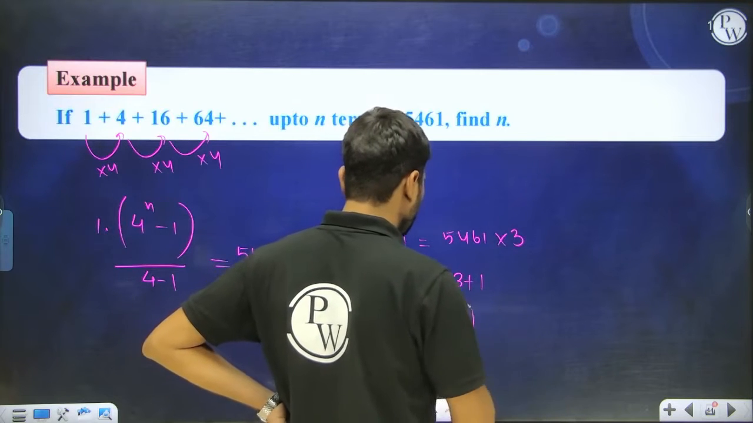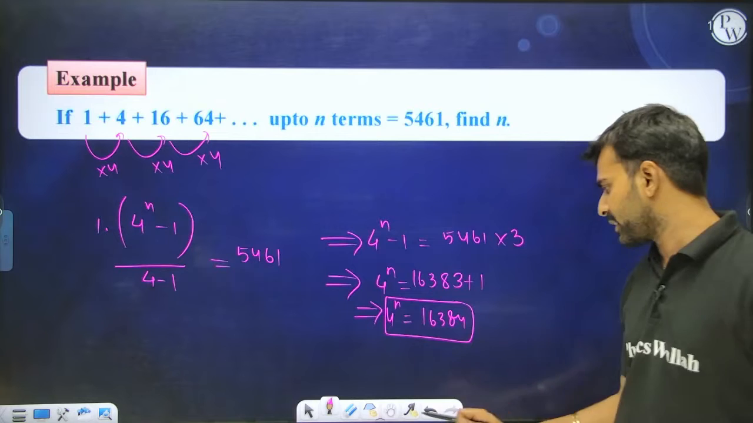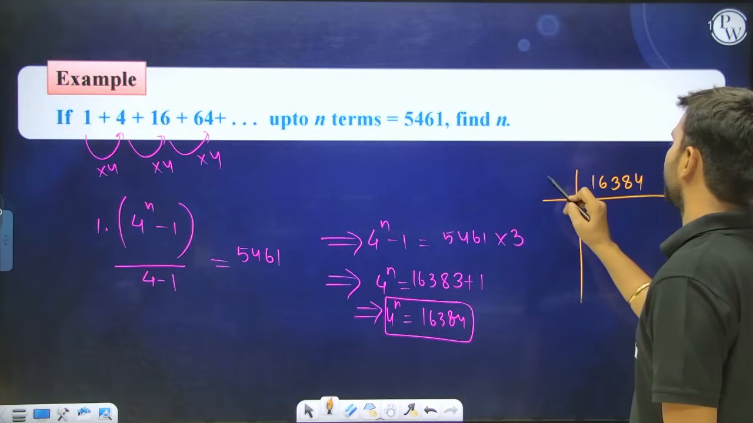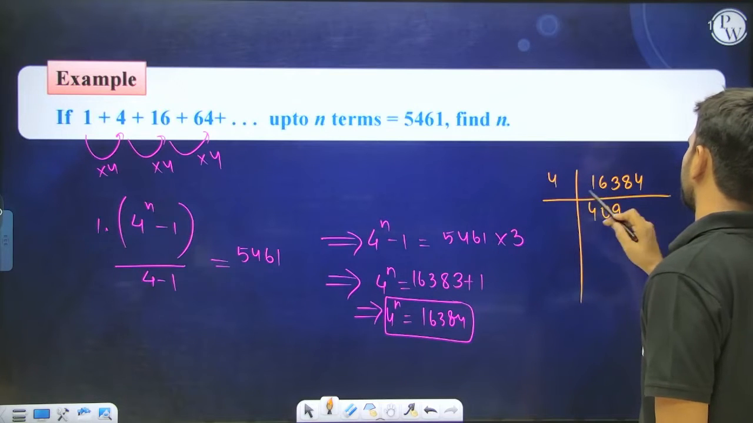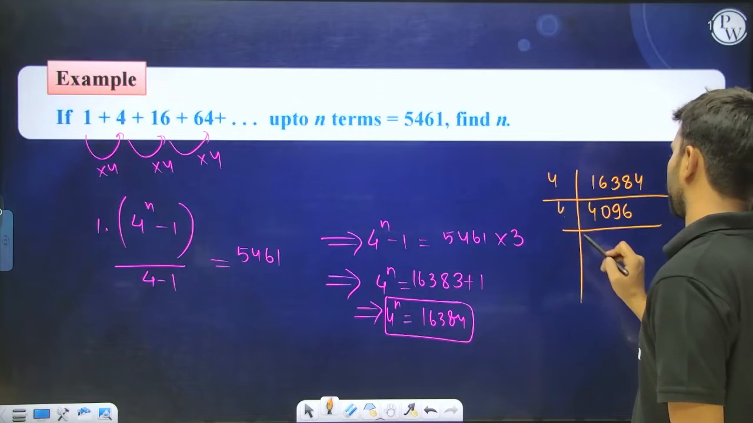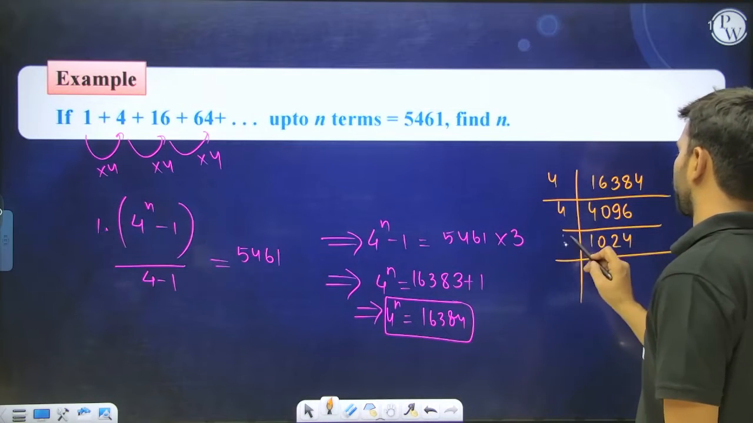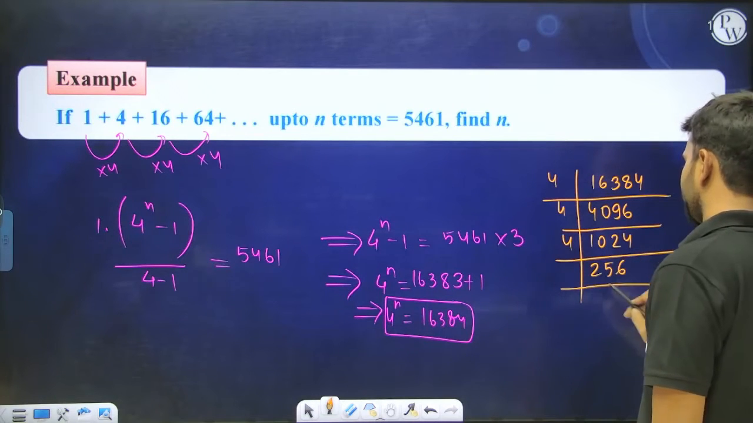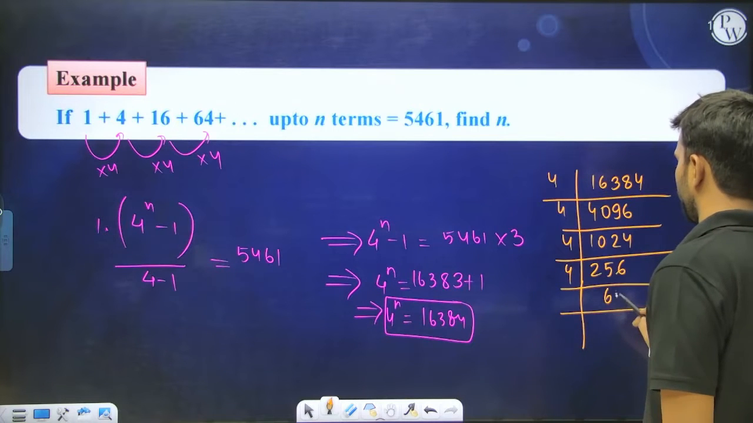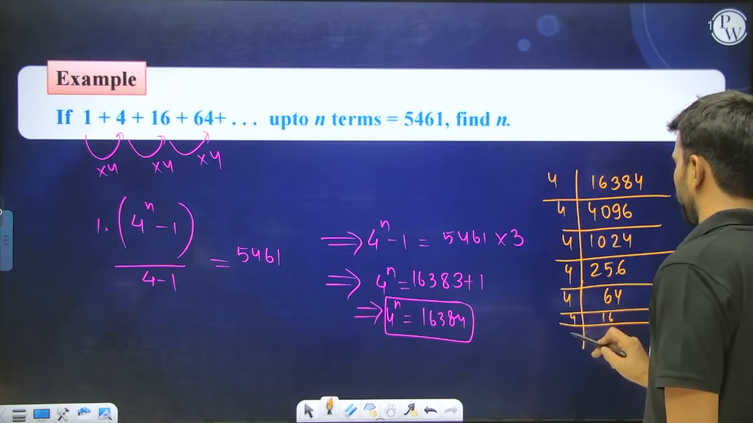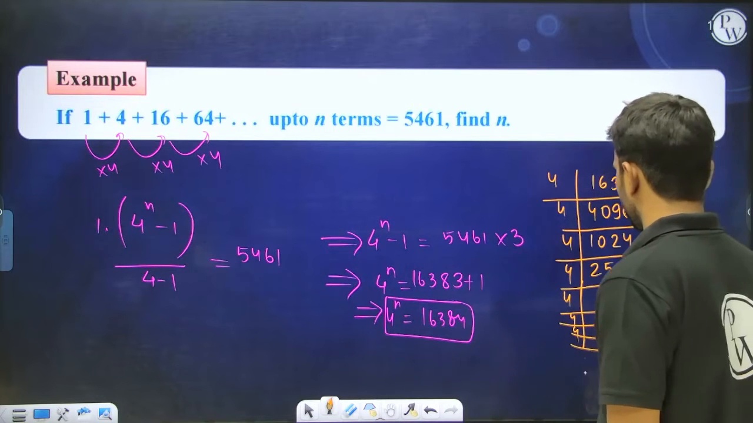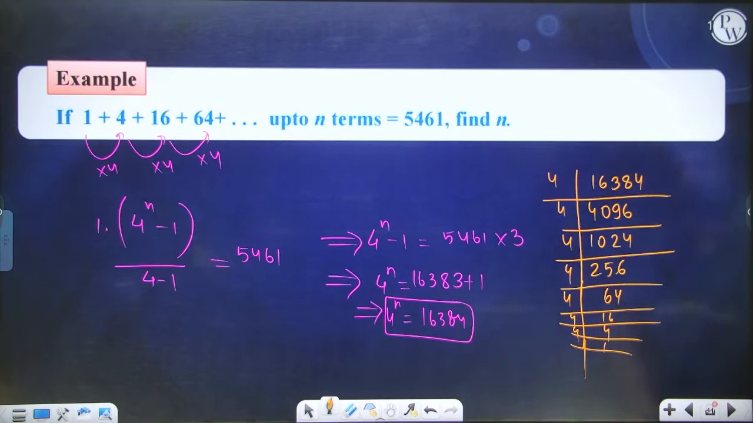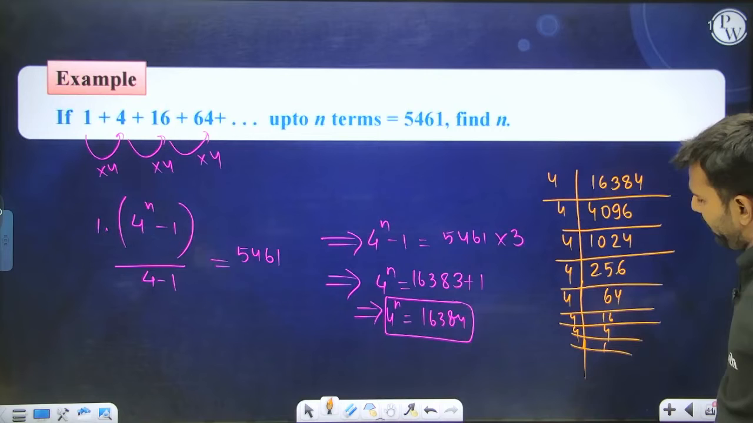Now I hope you can find out which power of 4 is going to form this kind of a number. So ultimately we need to factorize 16384. Let's factorize it. 4 sixes are 24, 4 ones are 4, 2 twos are 4, so 4, then 2 eights are 16, 4 times 16 is 64, and so on. So this is 4 to the power how much?